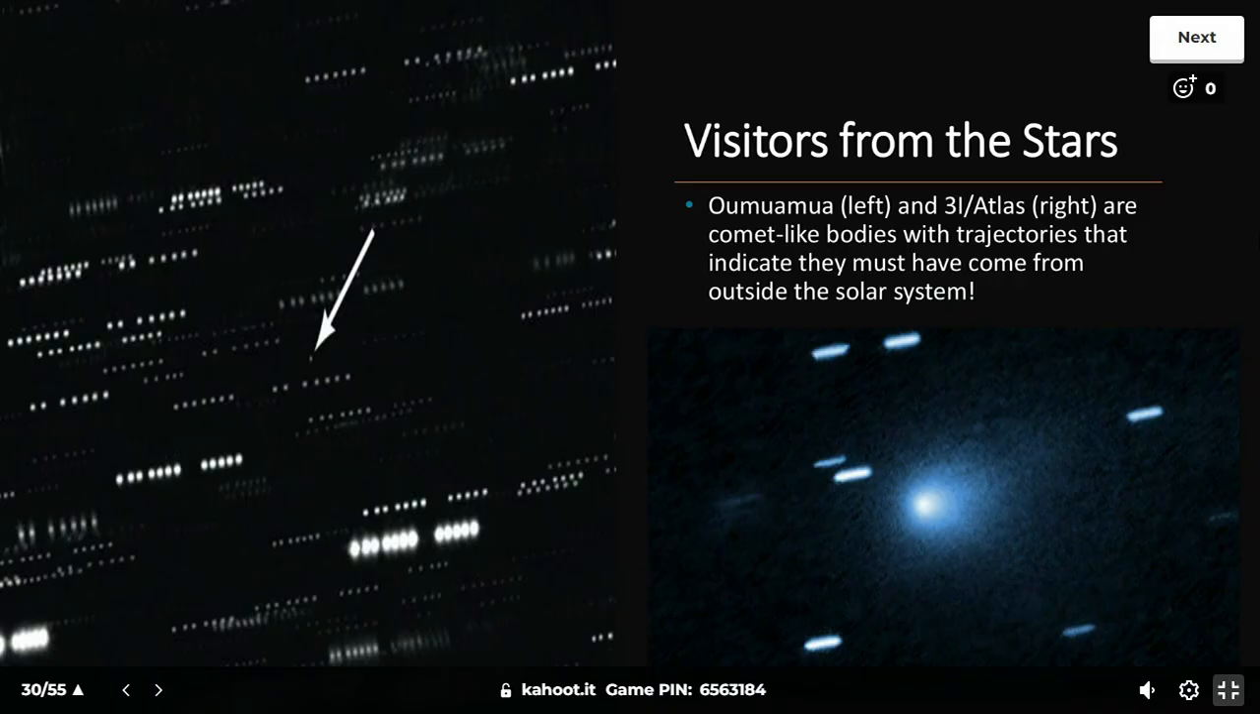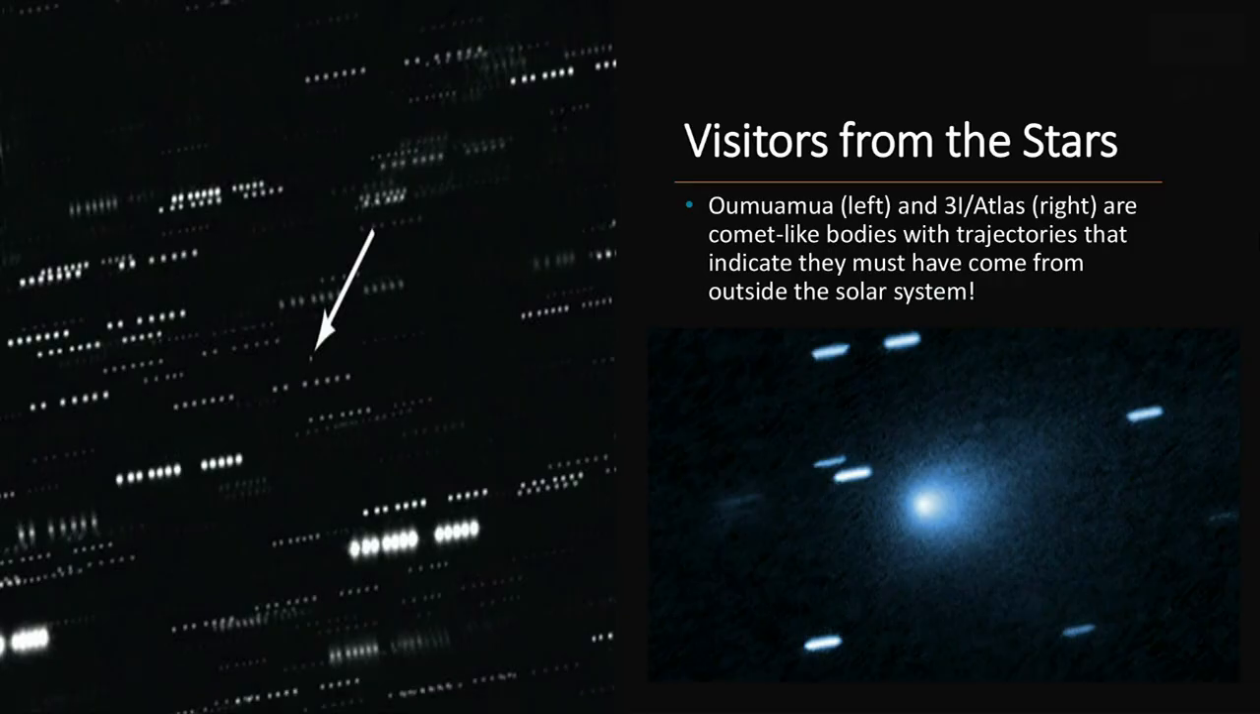We've also seen objects from other star systems. So on the left is Oumuamua, and on the right is 3I Atlas. And by studying the motion of these objects, you can basically calculate backwards where that object must have come from, and we can tell that it's not a solar system object.